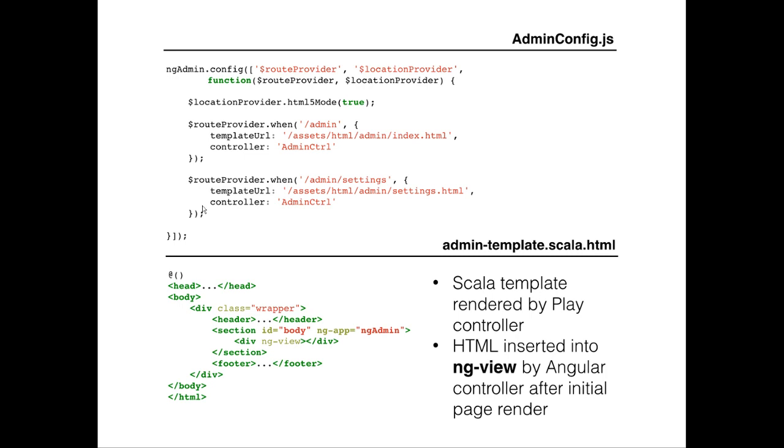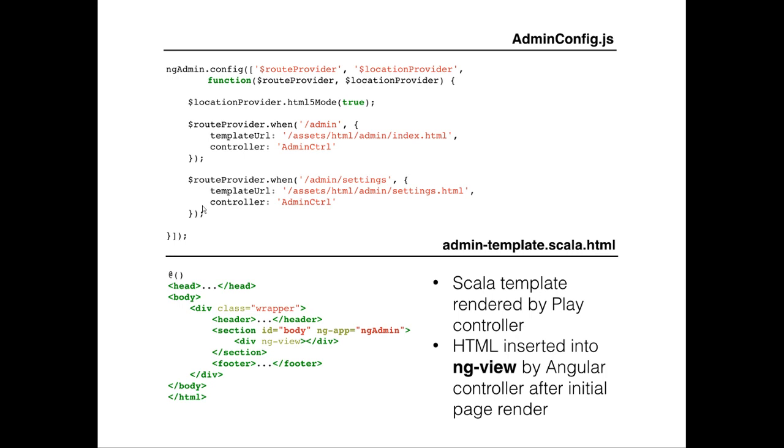So in this case, something to call out. We'll start with admin config.js, and we have two route providers. Basically what we're doing here is configuring this ng-admin app and setting up some routes on it. The first one is admin, which is pretty straightforward. It's going to render and plug index.html into your view, and I'll go over that in a second. And then you also have a child view, which is admin settings, that I'm using as an example.